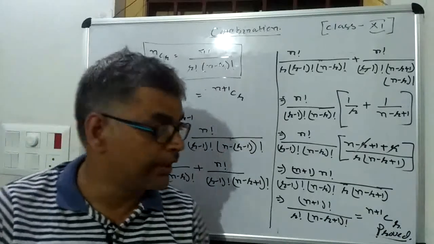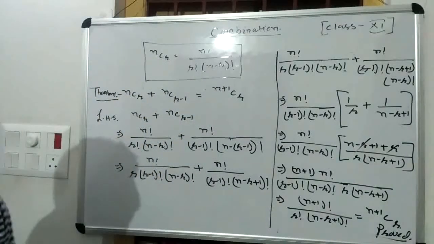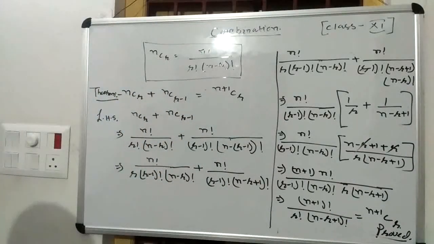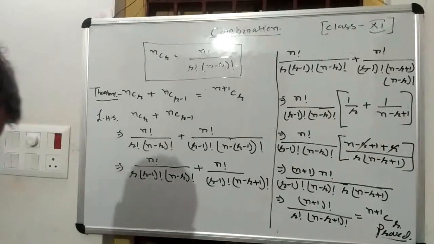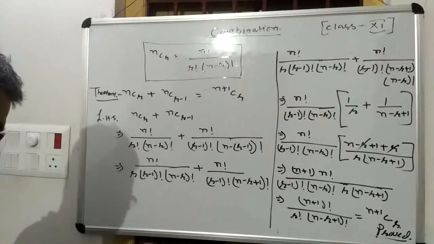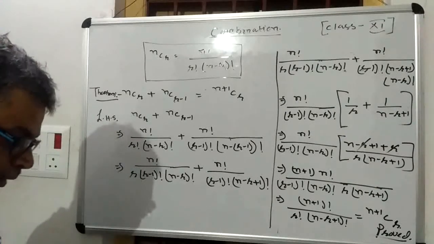So in this way, children, this result has been verified, or this theorem has been proved. So in this way your theorem is completed. So these all are very important results. So now all of you are supposed to remember it.